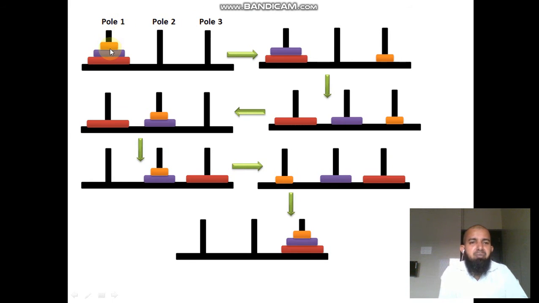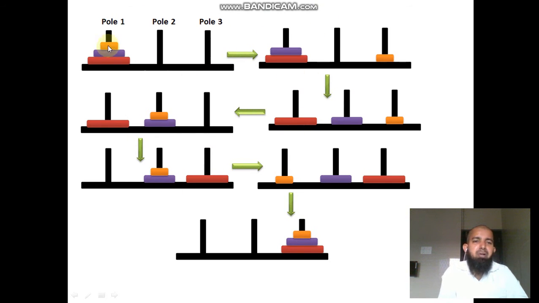So first what you have to do is move all the discs. There are 3 discs out there. You have to move them to the third peg or third pole. So this is the final output, this is the final result. Initially this is the source, this is the destination. So directly you can't place. So there are many intermediate steps out there. Let's see the steps.